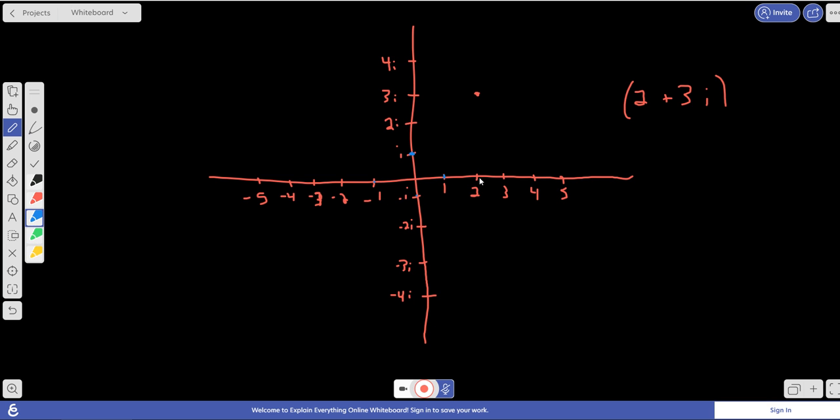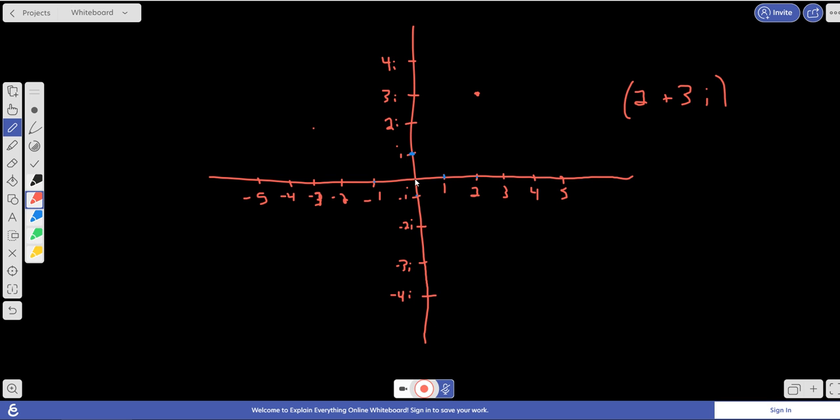Doesn't just apply to 1. You could do that with 2, 2i, -2, -2i, then back to 2 again. And timesing by i also would rotate this point by 90 degrees. So if we multiply this by i, you're going to get 2i plus -3. Right? So we have -3 plus 2i.